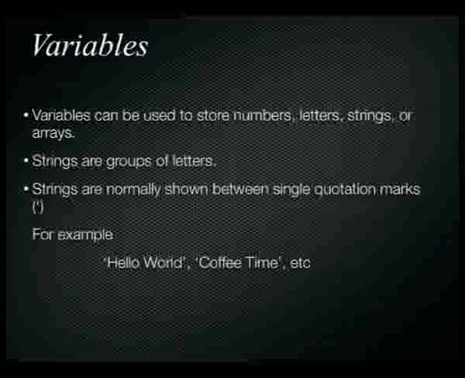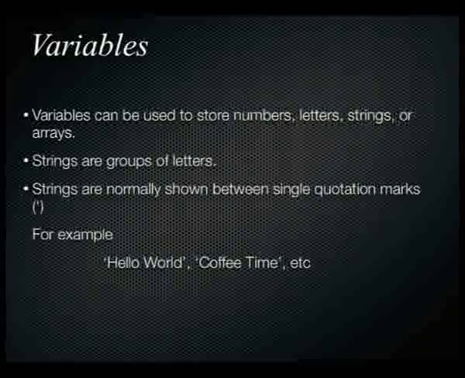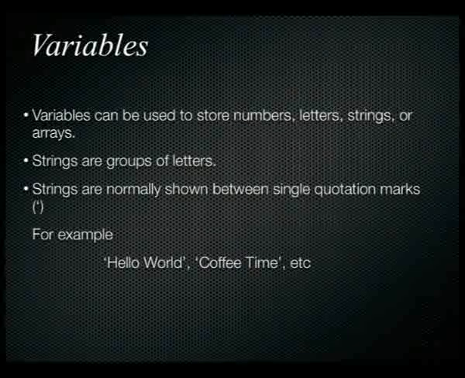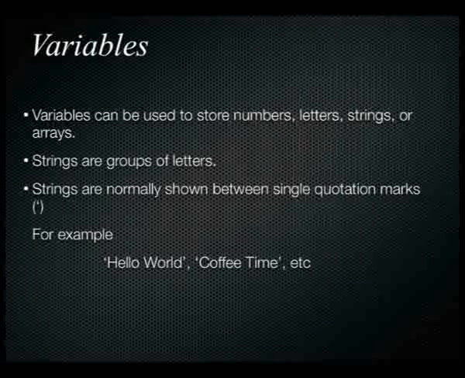So variables, of course, can be used to store numbers, letters, strings, or arrays. Strings are nothing more than groups of letters that we might chunk together in an array. It's basically an array of characters. Strings are normally shown between single quotation marks. I'm going to give you some examples here: hello world, coffee time, and so forth. They're examples of how you might define a string in a flowchart and also inside a program.